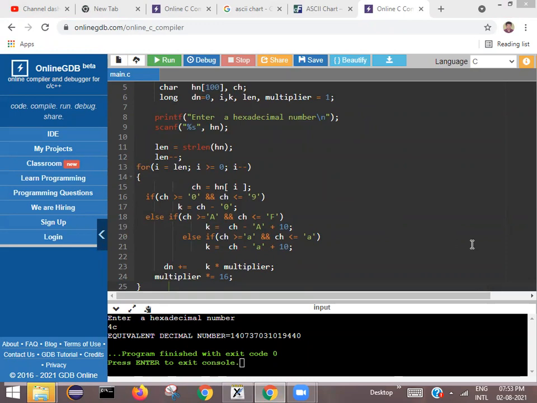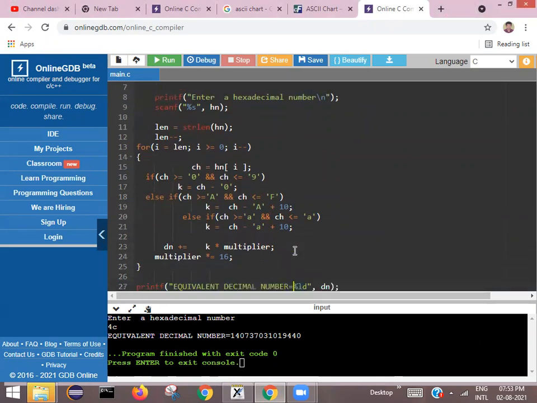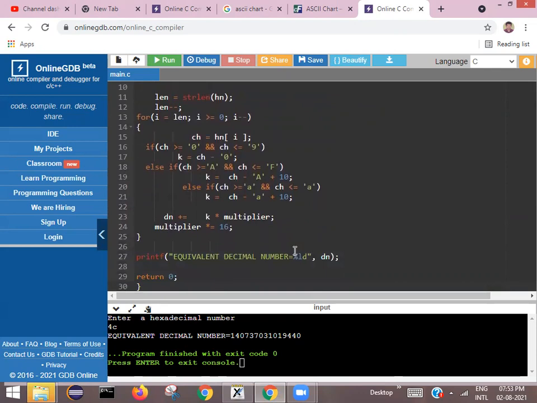1, then next we are making it as 16. Then we are making it as 256. That is how we are doing instead of taking power function. Okay. So then at the end of this, it reaches the equivalent decimal number dn.